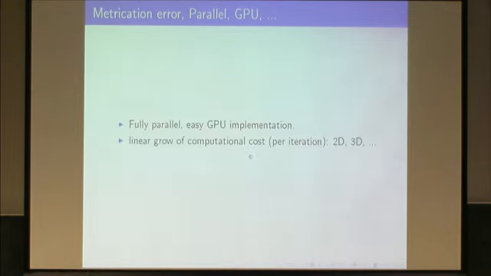And moreover, you see that the new algorithm is fully parallel. You can easily implement it on GPU, and the cost per iteration is just linear. You see that you have 4 steps. It's linear to the number of nodes, and to this radius there is no difference. But however, you see that here is a notation.